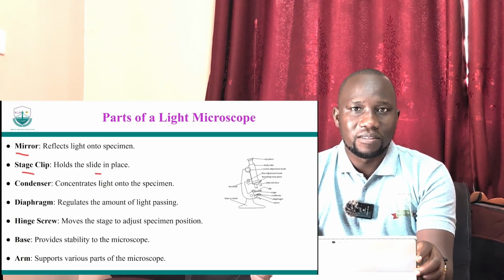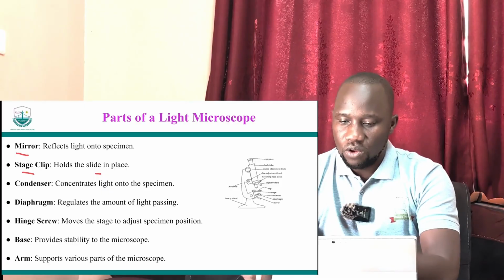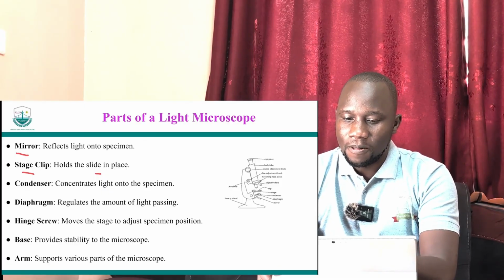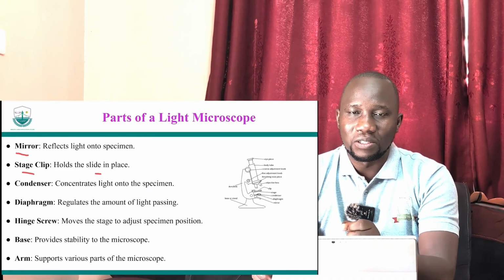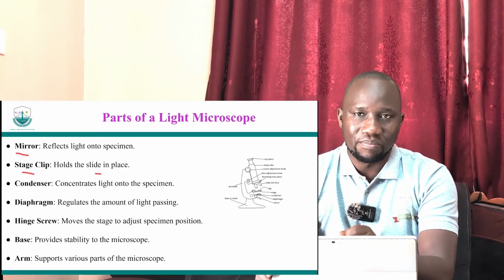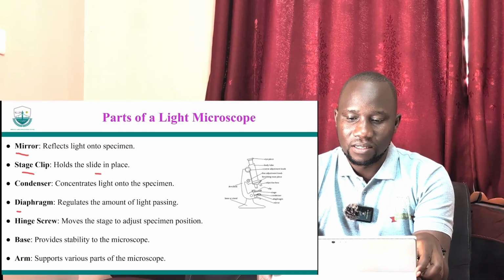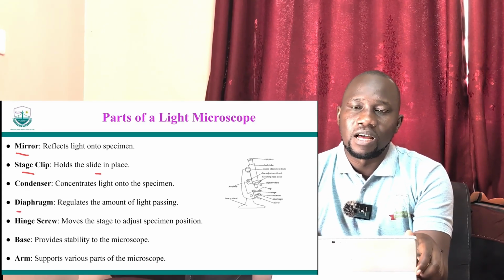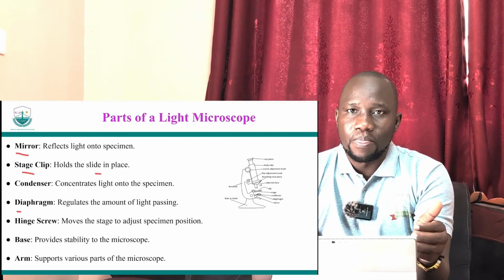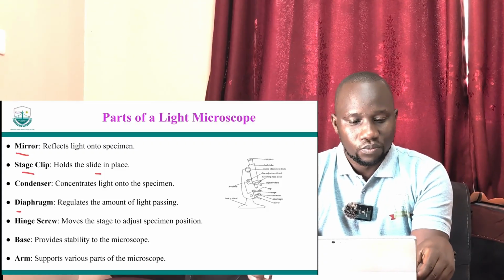And then the condenser is to make sure that the light is concentrated onto the specimen. That means that when the light is reflected onto the specimen by the mirror, the condenser is the one that concentrates that light onto the specimen. And then the diaphragm controls the amount of light that enters. It is an aperture, a hole that allows light to go through, either little light or more light.